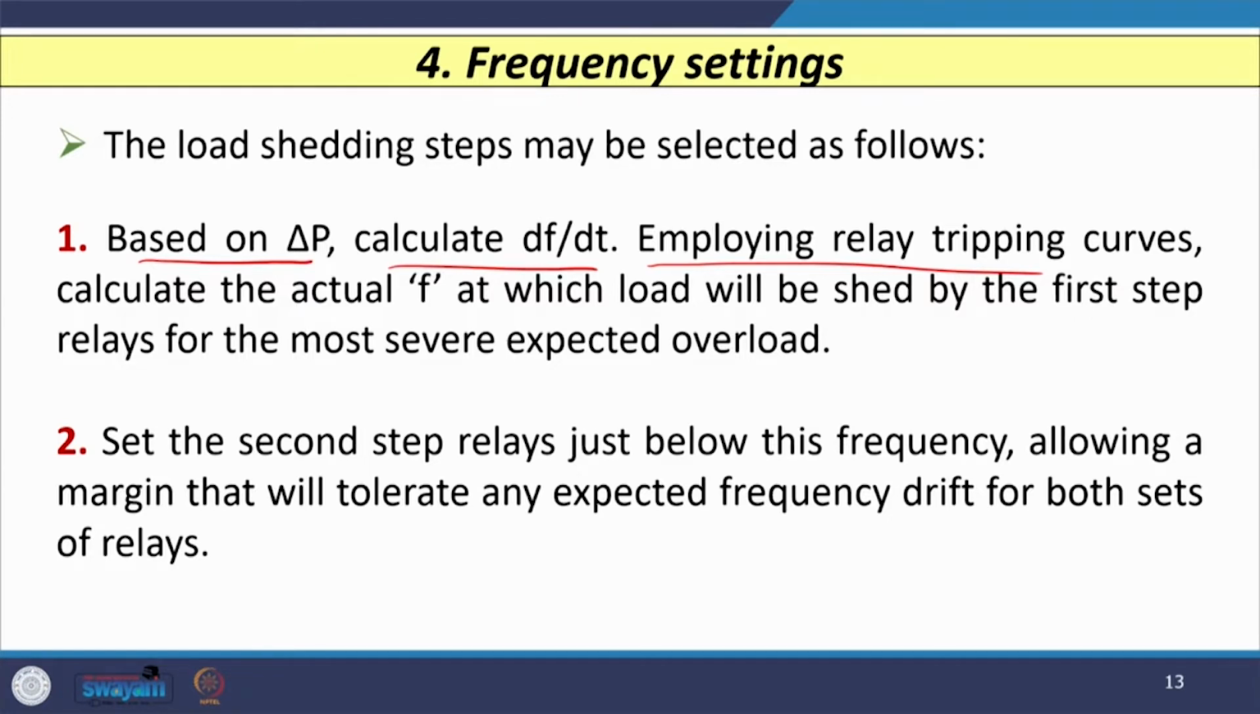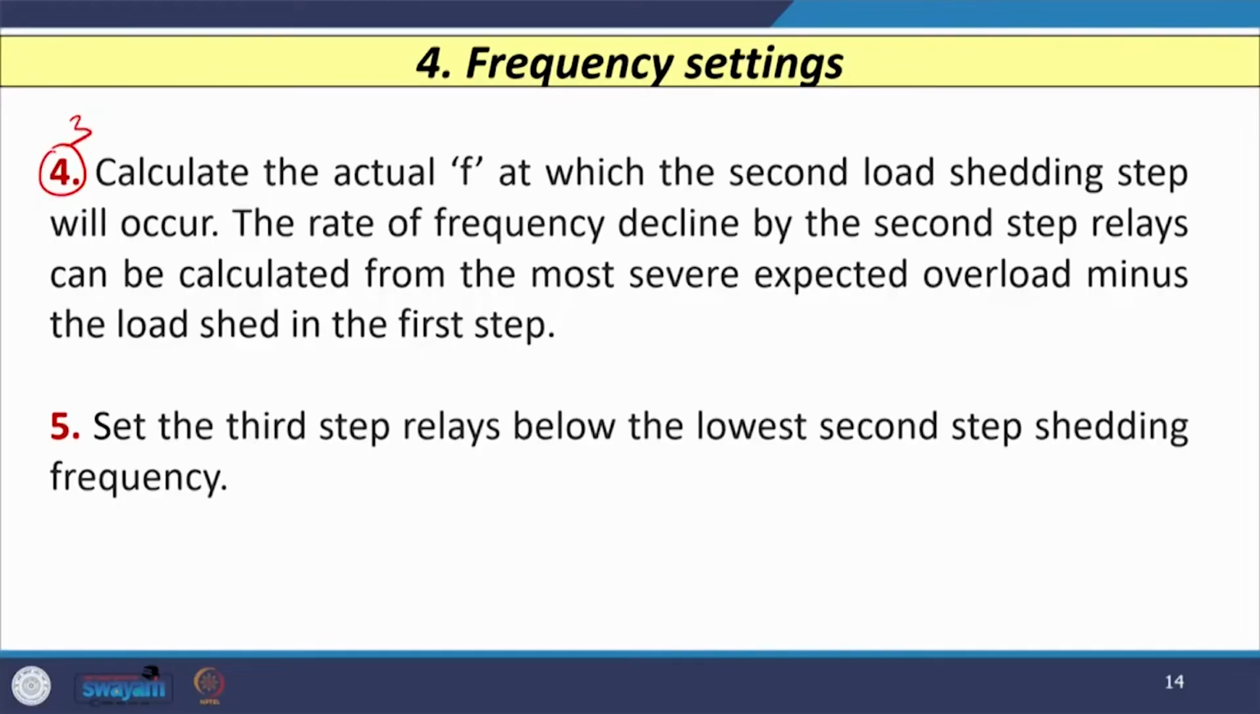In the second step, we have to set the second step relays just below the frequency, which allows a margin that will tolerate any expected frequency drift for both sets of relays. In the third step, we have to calculate the actual frequency at which the second load shedding step will occur. So, the rate of frequency decline for the second step of relays can be easily calculated from the most severe expected overload minus the load shed during the first step.